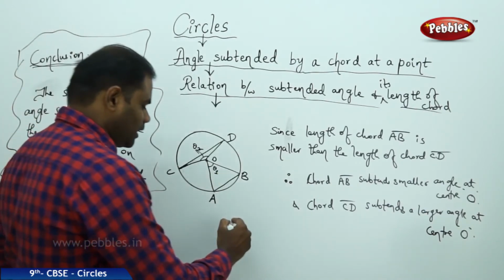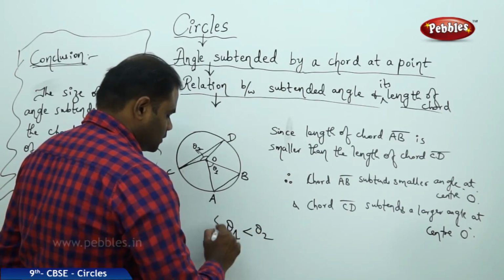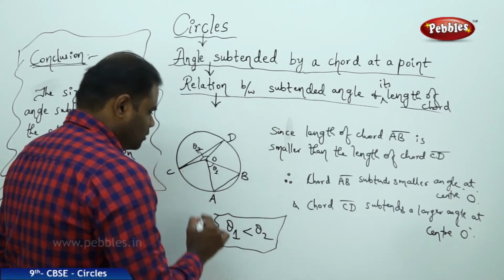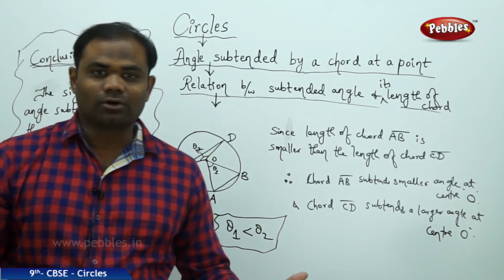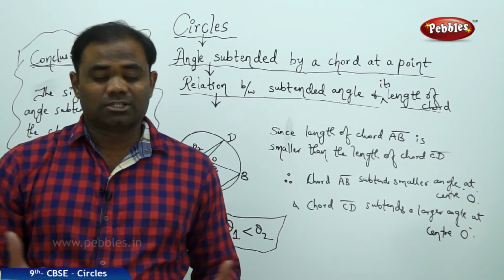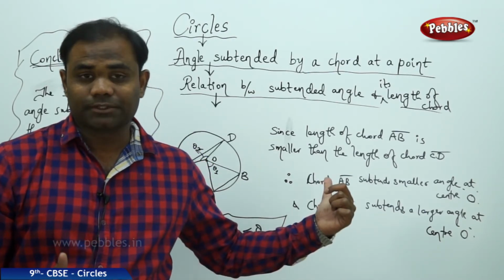So clearly I have here theta 1 is smaller than theta 2 because chord AB is smaller than chord CD. Longer the chord, longer is the angle. Smaller the chord, smaller is the angle. Is how I conclude the session.